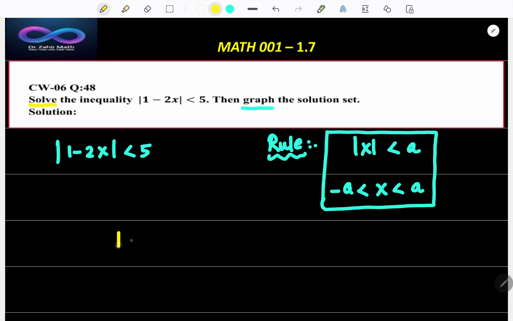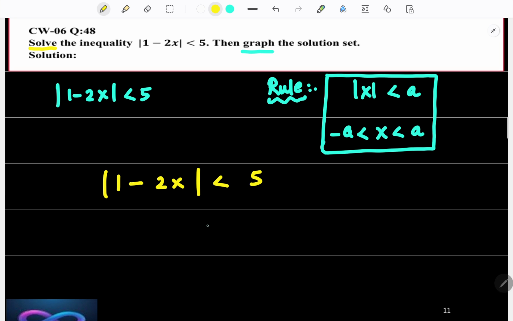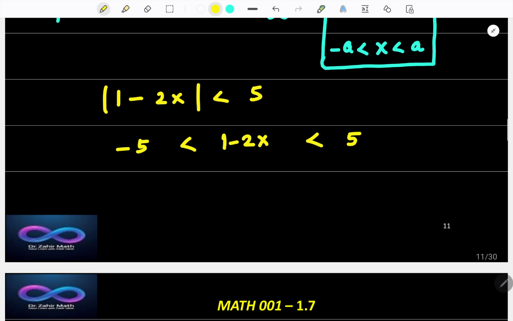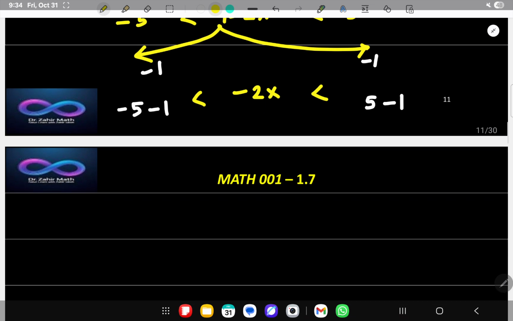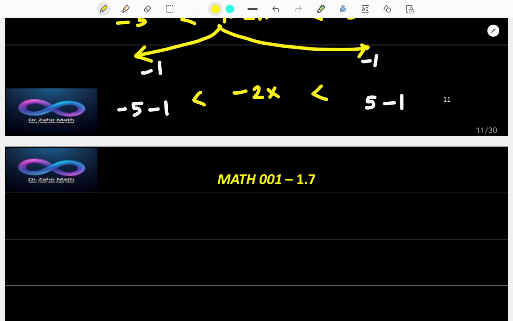So here, the absolute value of 1 minus 2x is less than 5. According to the rule, 1 minus 2x lies between minus 5 and plus 5. Clear all of you? Now plus 1 goes this side as minus 1, and this side also as minus 1. So minus 5 minus 1 and 5 minus 1. Here we have minus 2x.